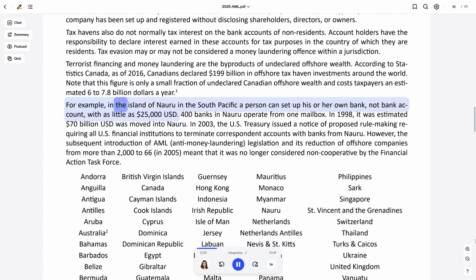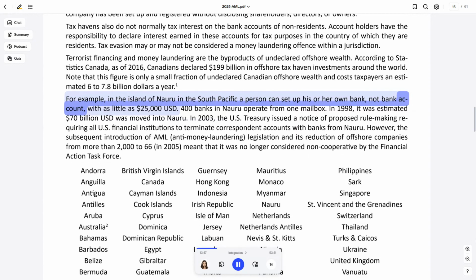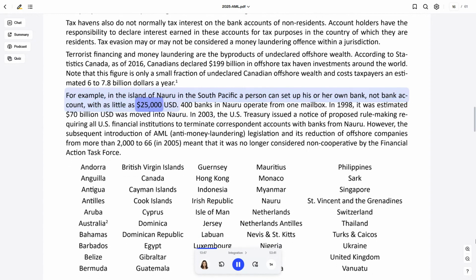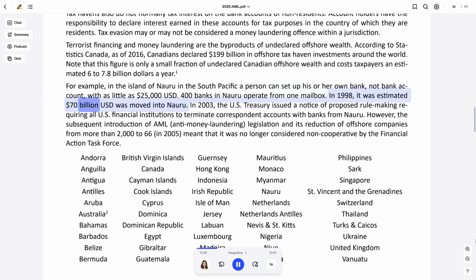For example, in the island of Nauru in the South Pacific, a person can set up his or her own bank, not bank account, with as little as $25,000 USD. 400 banks in Nauru operate from one mailbox. In 1998, it was estimated $70 billion USD was moved into Nauru.